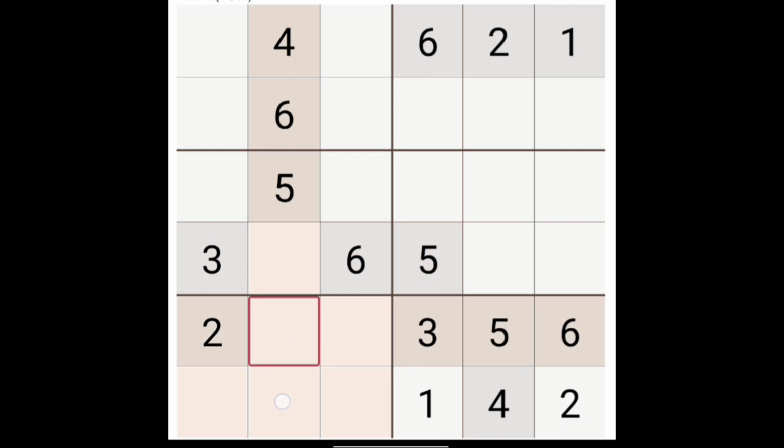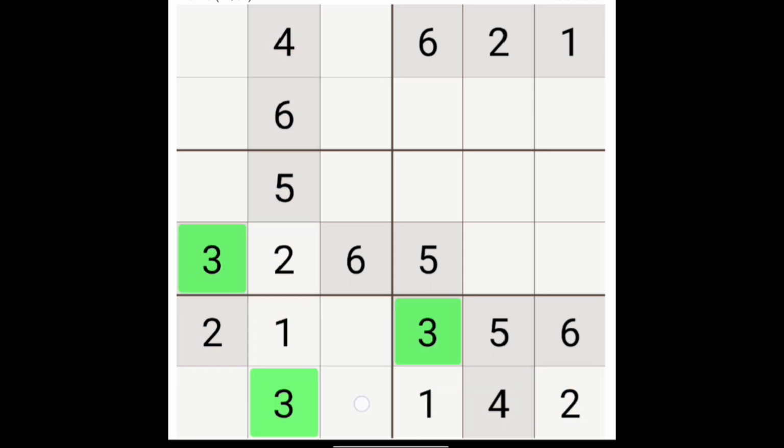Let us complete this second column. In this column, 4, 6, 5 numbers are given. 1, 2, 3 are missing. In these two cells, 2 will not come because in the same box 2 is there. So 2 will come in this cell. 1 cannot come in this cell because 1 is in the right side of this row. So 1 will come here and 3 will come in this cell.